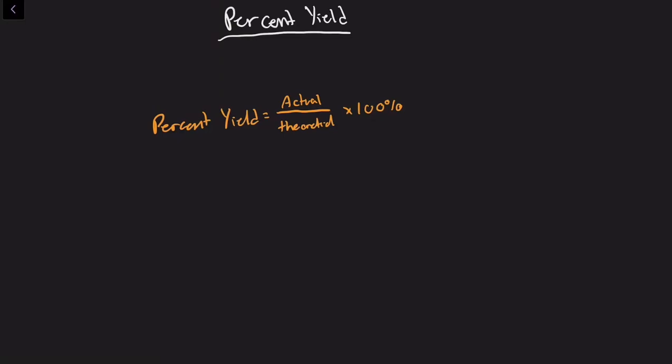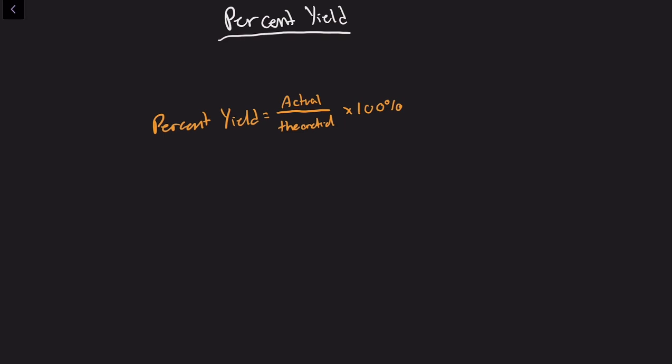In this video, I'll show you how to calculate percent yield in seconds and how to avoid the common mistake that gets students' answers wrong. So percent yield compares your actual product to the maximum possible, called the theoretical yield. The formula is percent yield equals the actual yield divided by the theoretical yield times 100%.